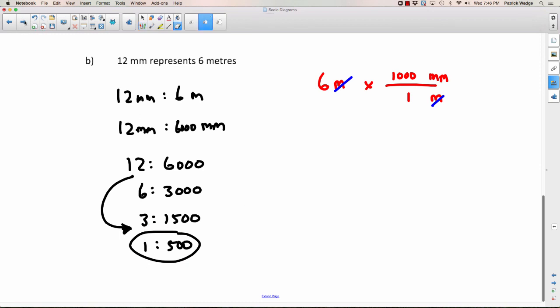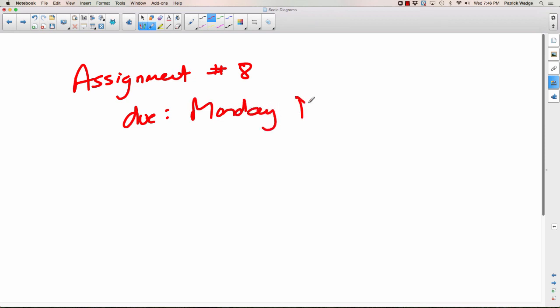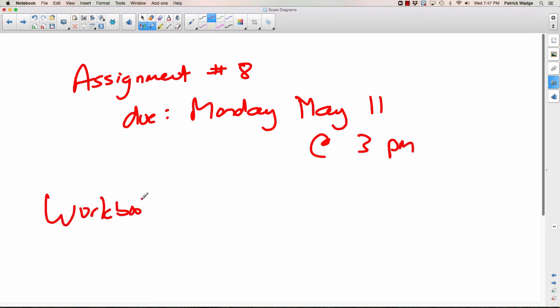Okay, and that is scale and scale diagrams. So your homework assignment, this is assignment number 8. It is due on Monday, May the 11th, at 3 p.m. It will be in your workbook, on page 165 to 166, and it's numbers 1 to 5.